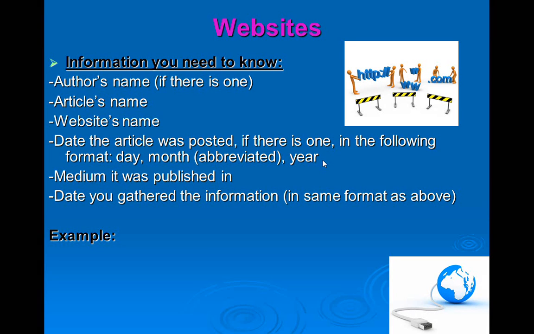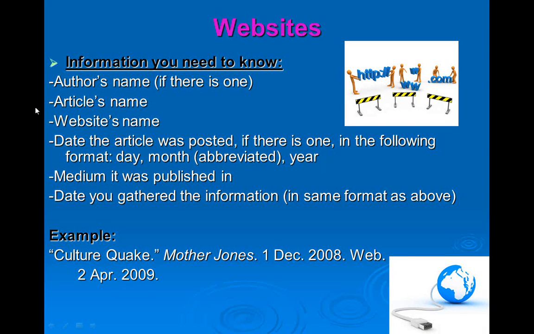So when you put it all together, this is what it looks like. Like I said, if there's no author, just leave it blank and start with the article title. Then you have the name of the website, the date it was posted, if you can find it, web, because that is the medium, and then finally the day that you looked at it. And make sure with your dates that you use this format: the day, the number day, the month abbreviated, and then the year. That's the format you'll use for all dates.